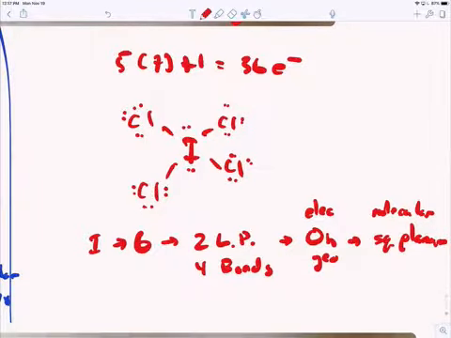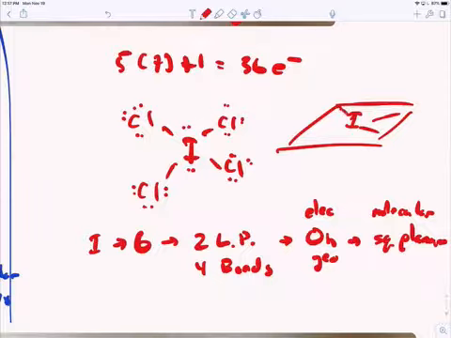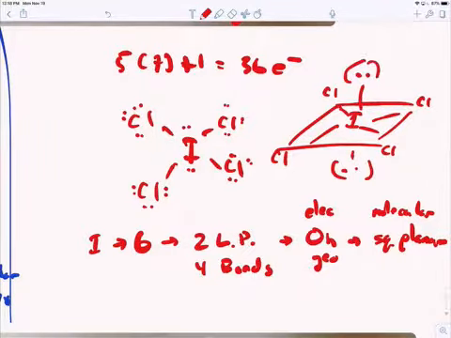And that means that there's going to be iodine in the center with chlorines around it. And then above and below is going to be a lone pair. So you have the chlorines and the iodine all coplanar with 2 lone pairs above and below. And the bond angles are then going to be perpendicular. They're all going to be perpendicular here, so this is going to be 90 degrees.